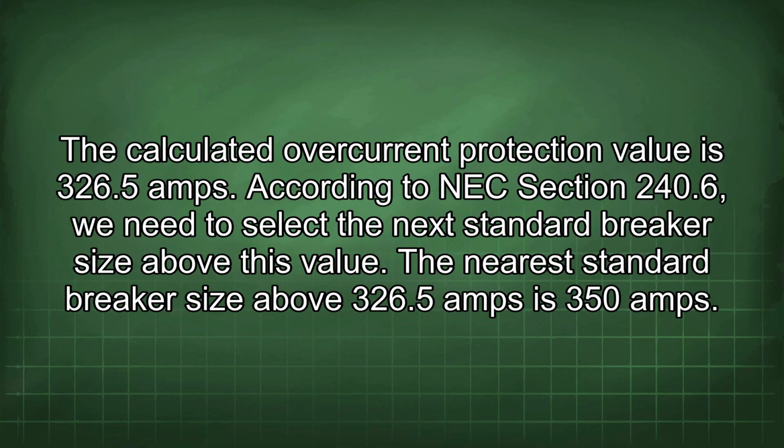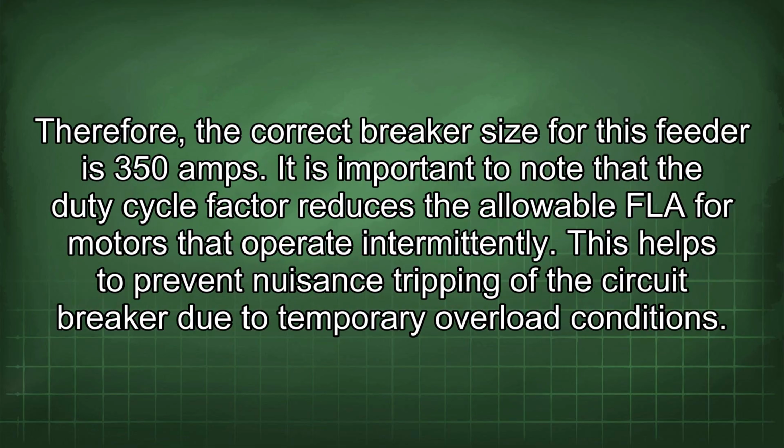The calculated overcurrent protection value is 326.5 amps. According to NEC Section 240.6, we need to select the next standard breaker size above this value. The nearest standard breaker size above 326.5 amps is 350 amps. Therefore, the correct breaker size for this feeder is 350 amps.